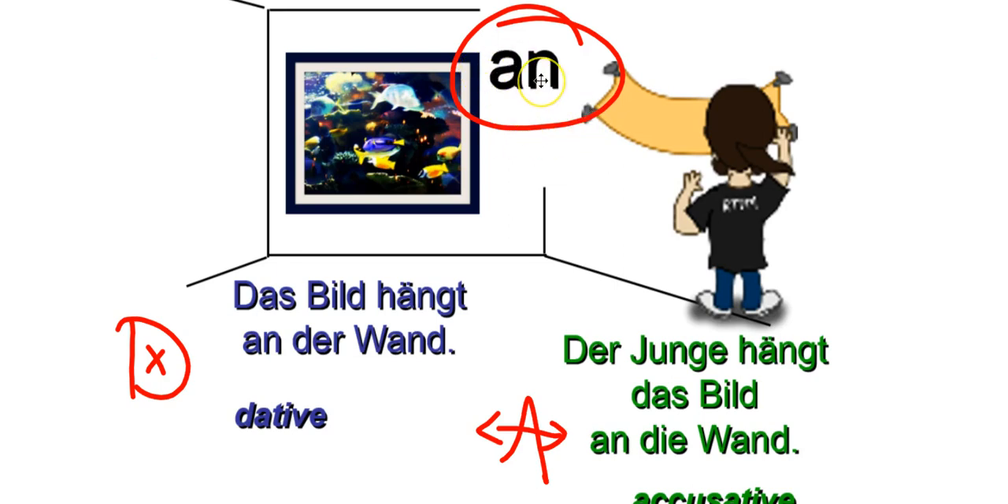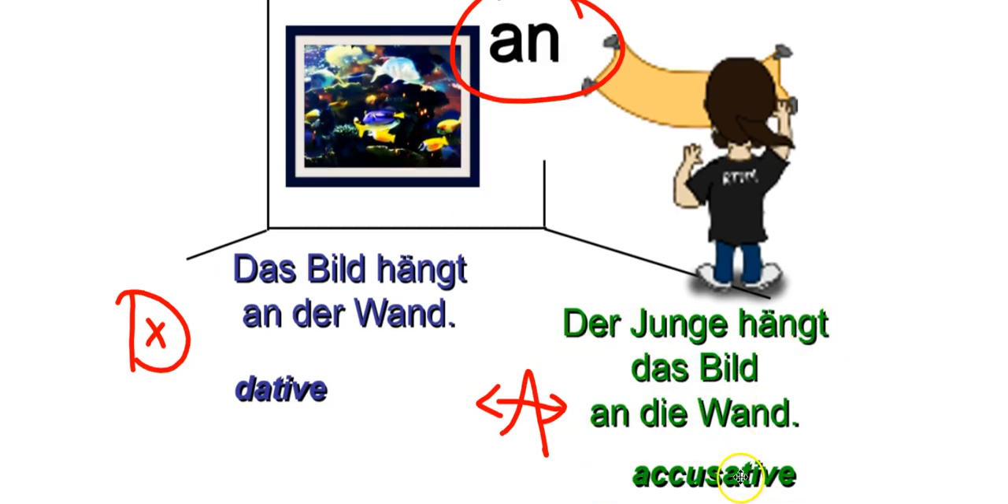So, thinking about an, which is a two-way preposition. Das Bild hängt an der Wand. The picture's hanging on the wall, so that means the picture's there itself. Der Junge hängt das Bild an die Wand. That's accusative because the boy is doing the hanging. The boy hangs the picture on the wall.